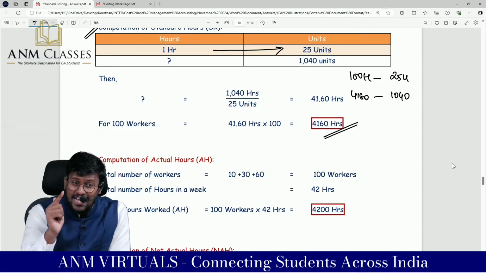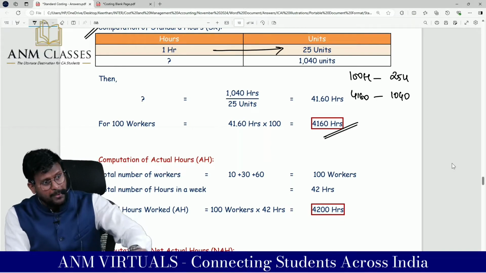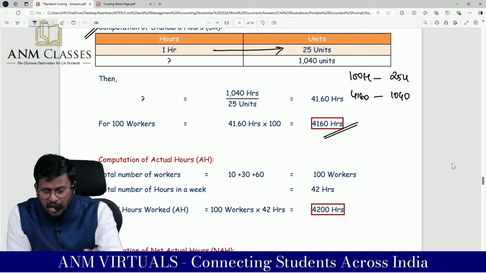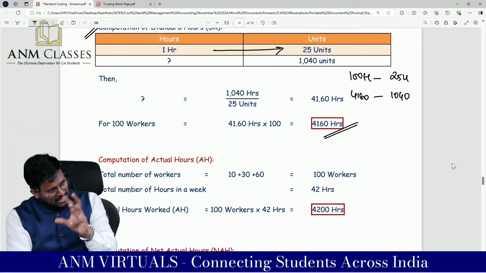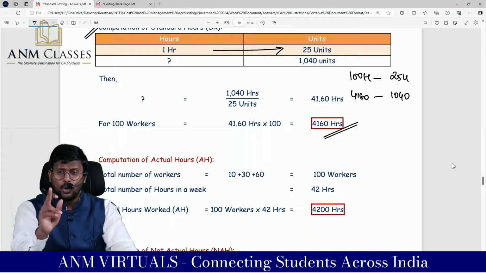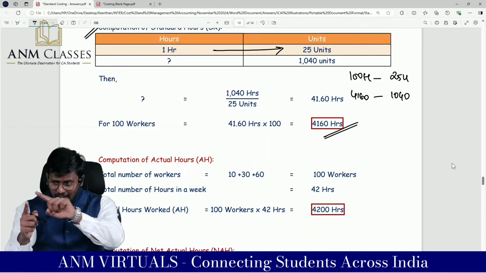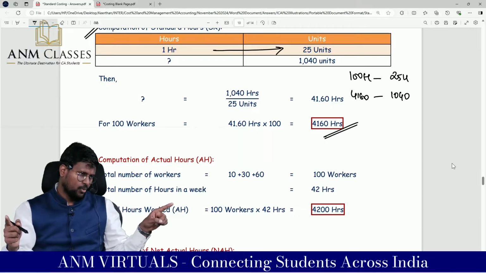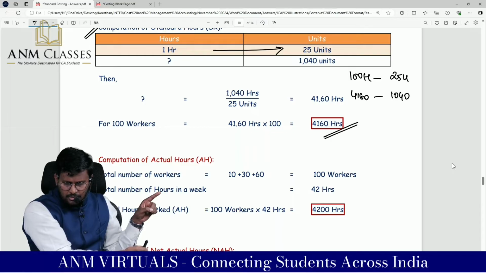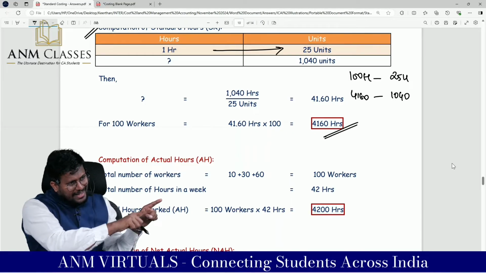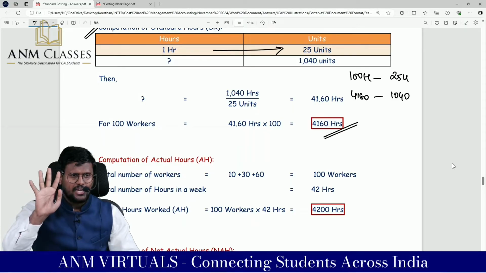நீங்க யூனிட் ஆஸ்பெக்ட மட்டும் தான் பார்த்திருக்கீங்க. எத்தனை பேர் வேலை செஞ்சிருக்காங்க நீங்க பார்க்கல, அதுவும் ரொம்ப முக்கியம். 100 பேர் வேலை செஞ்சிருக்காங்க. எத்தனை மணி நேரம்? 1 மணி நேரம். அப்படின்னா 100 ஹவர்ல 25 யூனிட்ஸ். அப்ப உண்மையிலேயே எத்தனை யூனிட் வெளியே வந்திருக்கு? 1040 யூனிட்ஸ். அப்படின்னா 4160 hours, because every unit is taking 4 hours.